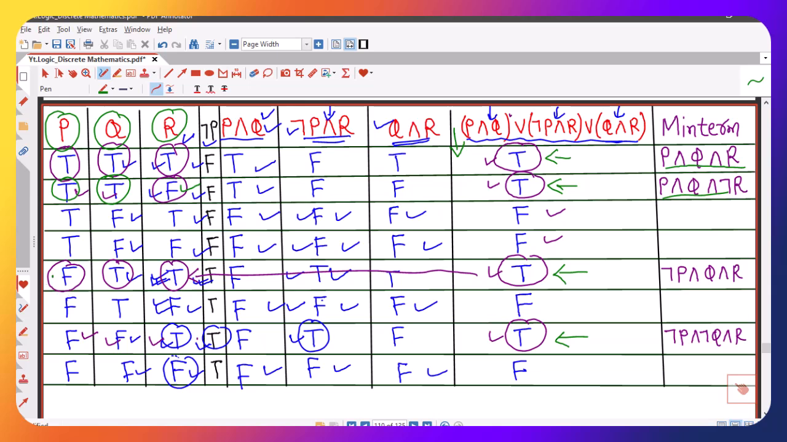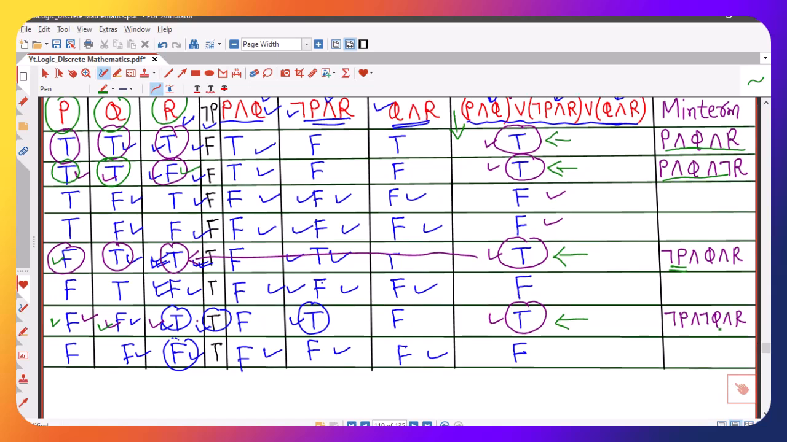Similarly here P is false, therefore I have written negation P. Q and R are true, therefore I have written Q and R as it is. And in this case P and Q both are false, therefore I have written negation P and negation Q, and R is true, therefore I have written R as it is.